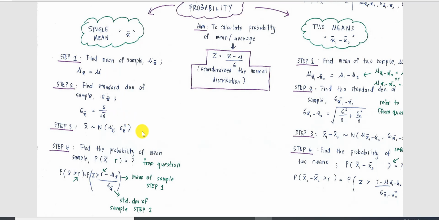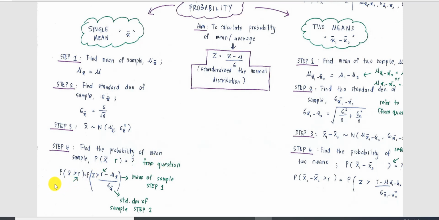Make sure you didn't use the mean and the variance of the population. You must use the mean and variance of the sample. Okay, for step 4, find the probability of the mean sample. This one is given from the question. Let's say the question asks what is the probability of the sample is getting greater than 12. So it comes from your question.